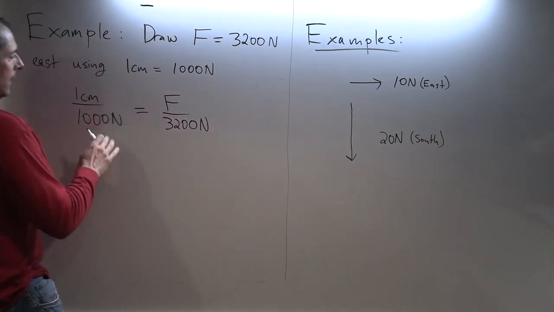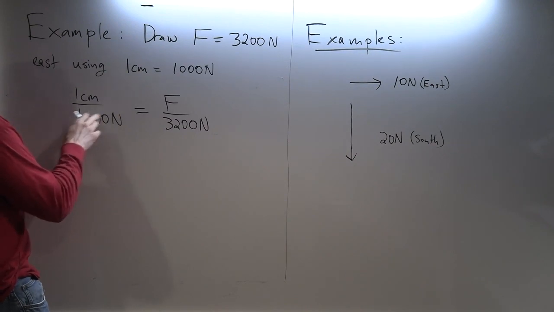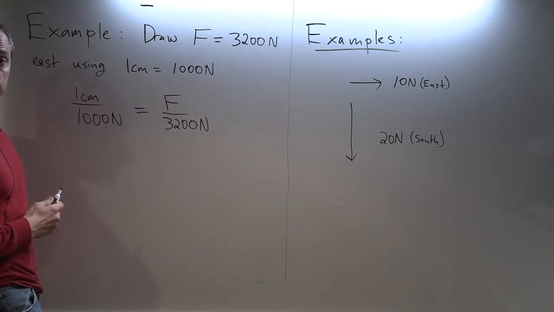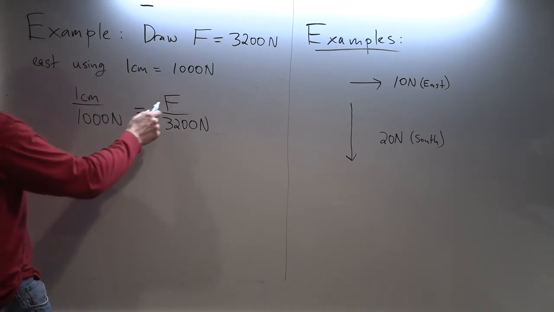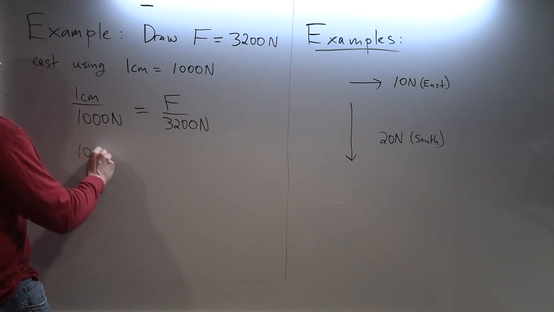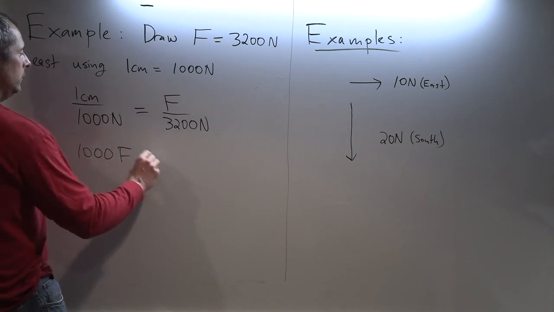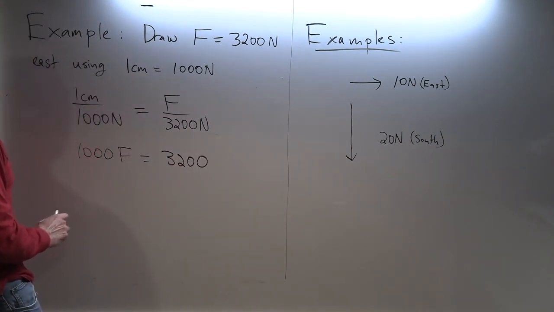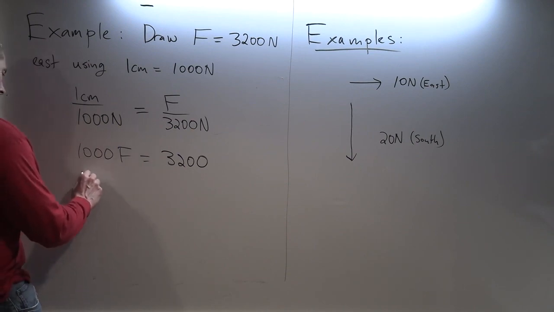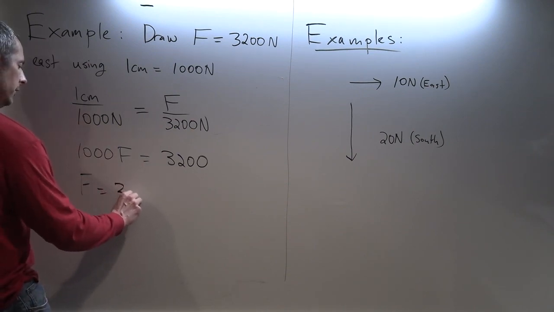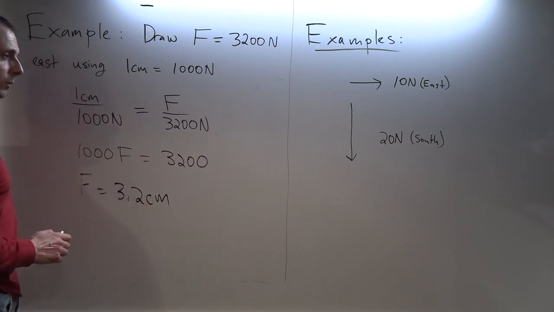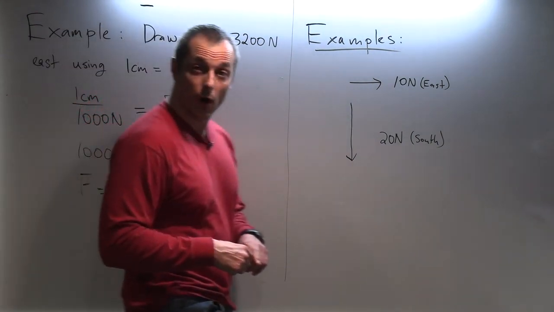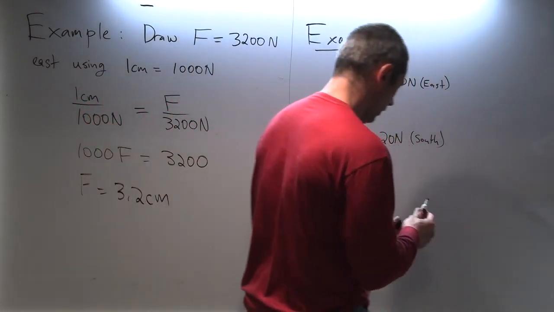Now notice I've got centimeters on top, newtons on bottom. So I do the same thing on this side. Centimeters on top, newtons on bottom. And I solve for F. F times 1,000 gives me 1,000 F equals 1 times 3,200. Divide both sides by 1,000, and I get F equals 3.2 centimeters. Okay. So now I can just draw that arrow, 3.2 centimeters long.